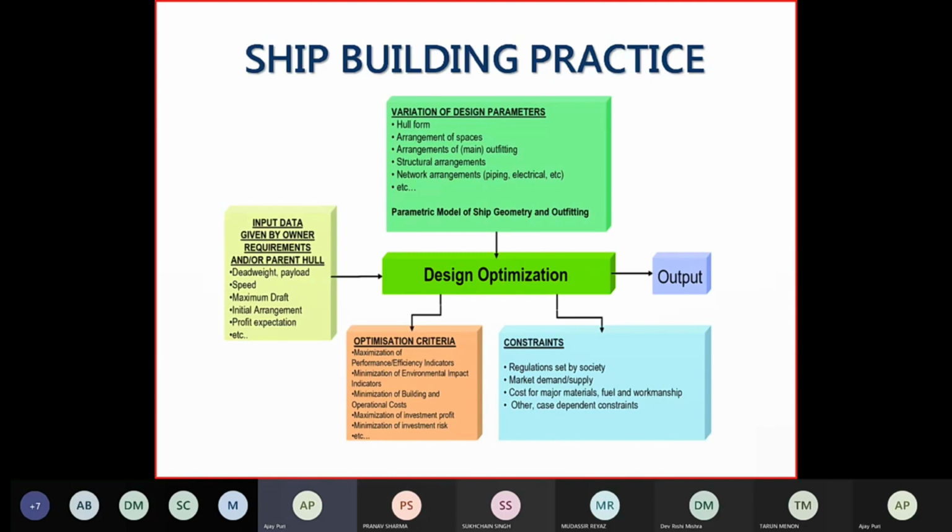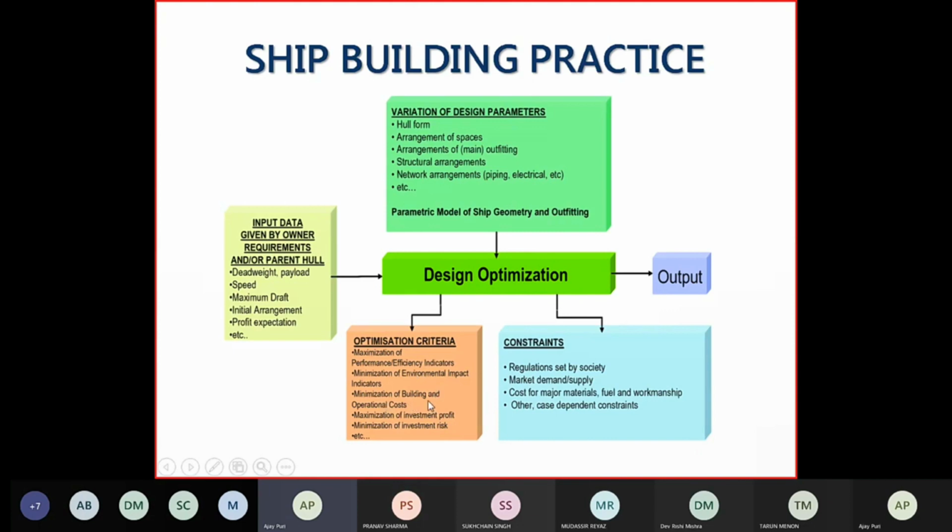including the scrap cost. Then the variation of design parameter means the hull form, your spaces, your outfitting, your structural arrangements, your piping, and the optimization criteria will be your performance efficiency indicators, your minimizing of environmental impact, because your environmental impact is very important nowadays as per EEXI, SEEMP. That is important for your ships. So SEEMP is to be subjected to all these energy indicators and all are required.